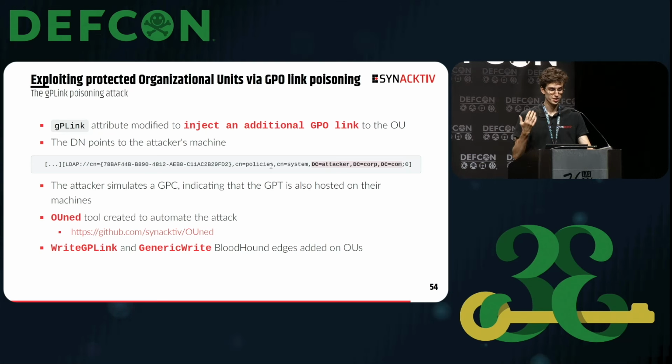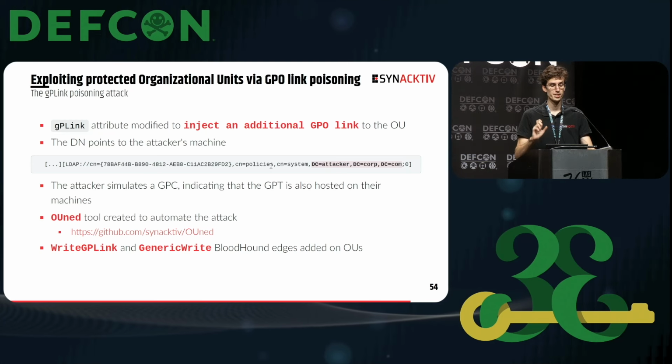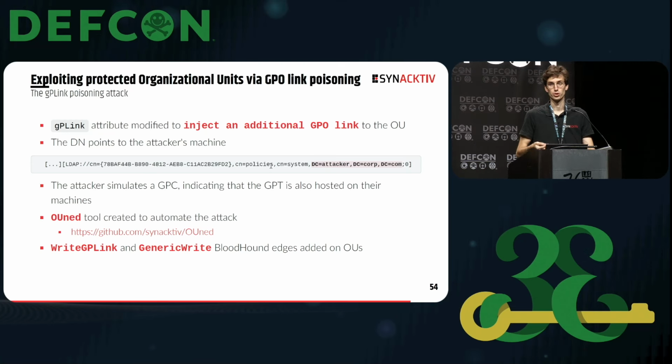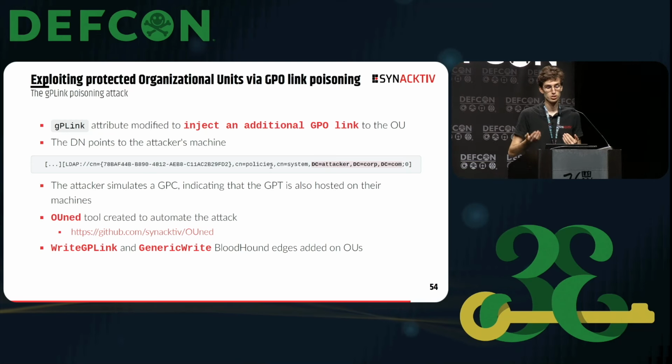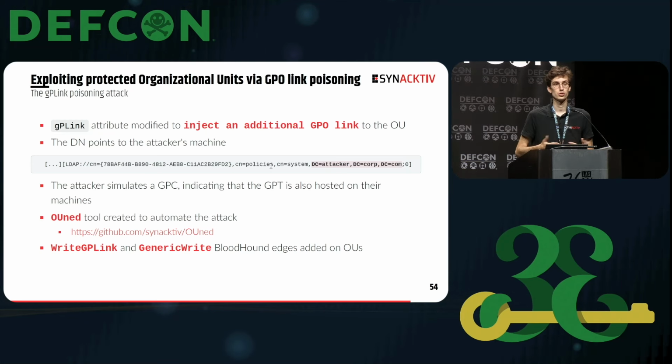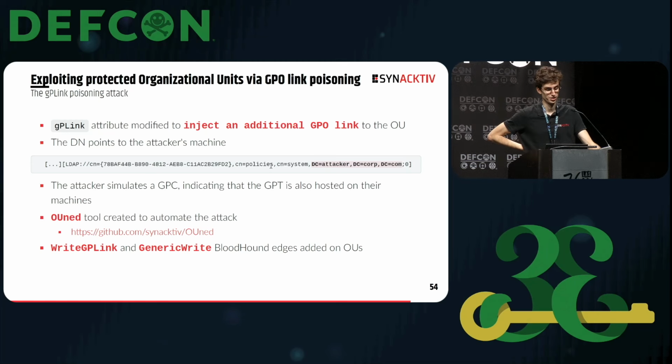And as you can see here, your injected item will not point to the domain, but to a domain name that resolves to your machine. Here, I added a gPLink item that points to attacker.cop.com instead of cop.com. And when the objects are fetching the GPOs they should apply because they are linked to their OUs, they will try to apply this GPO, and then the attacker should only simulate a group policy container, simulate a group policy template, and just execute malicious configurations through this injected GPO. So we created a tool that we called GPOddity to automate the attack. It is available on GitHub.